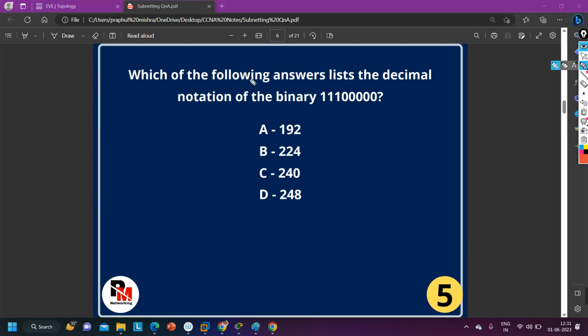This question is very easy. What is the decimal value of this binary? Definitely, this is 128, this is 64, and this is 32.